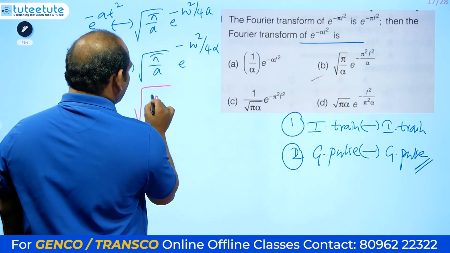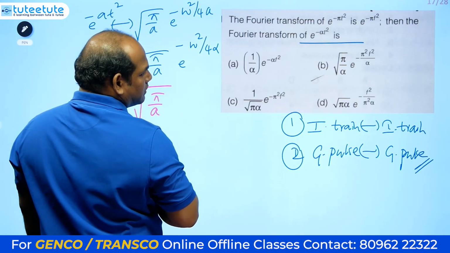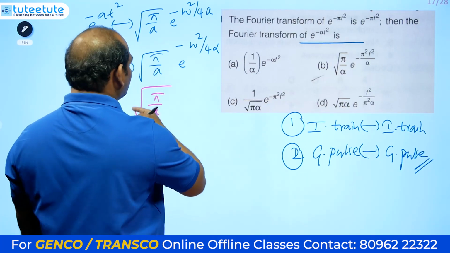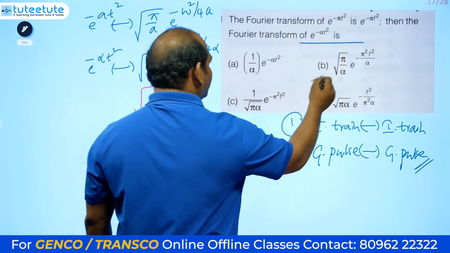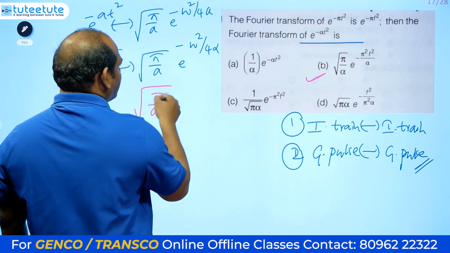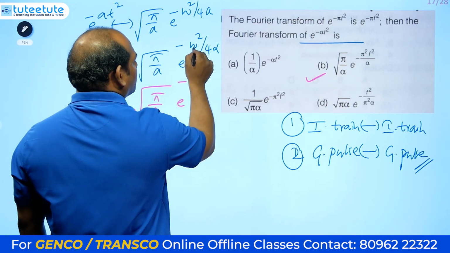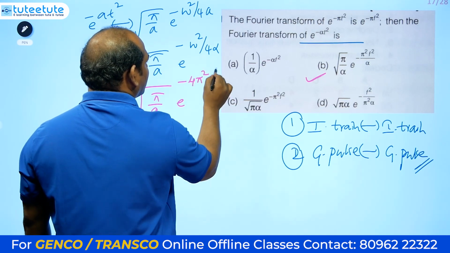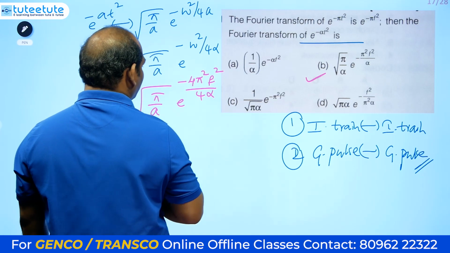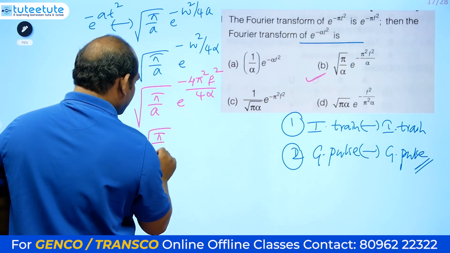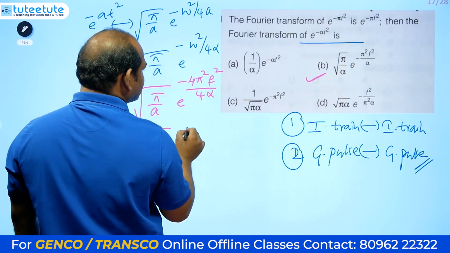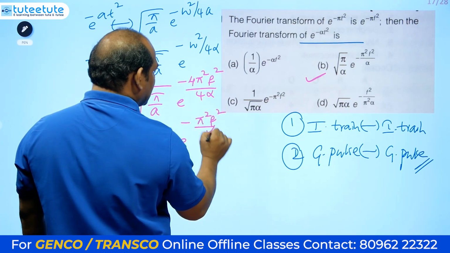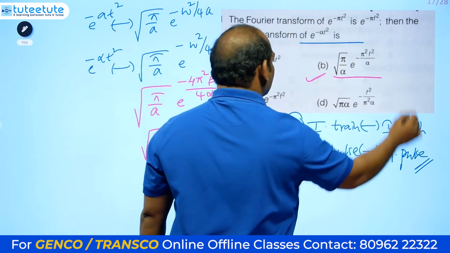So what will we get? Root of pi by alpha. Simply we can tell option B is the correct option because no other option is having root of pi by alpha. So the answer is B. We'll check exactly. So root of pi by alpha e power minus omega, meaning 2 pi f, and the square is there. So 4 pi square f square by 4 alpha. The 4 will be cancelled. E power minus pi square f square by alpha. So option B is the correct option.